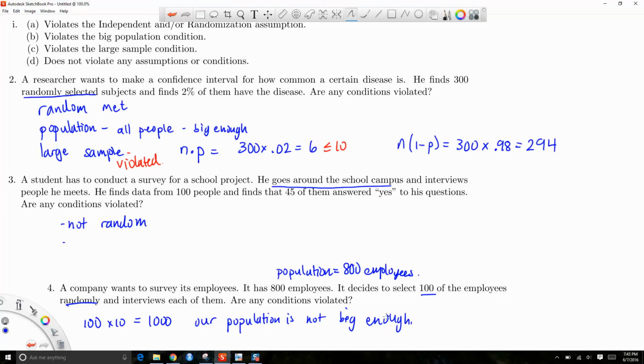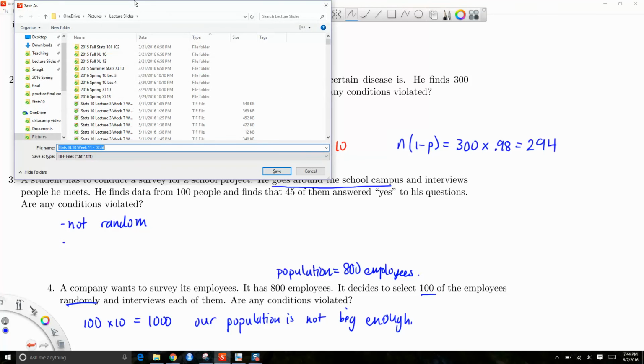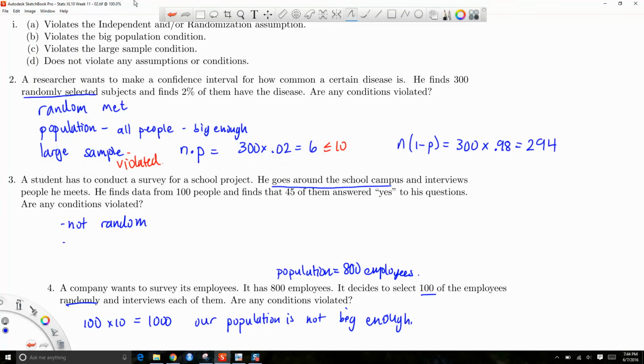Okay. What about the large sample? We didn't get any information about how many successes there were, so we can't answer the question. I should have written a little bit more in this question. I didn't write how many successes or failures there were when they surveyed, so we don't have information about the large sample condition. Okay.